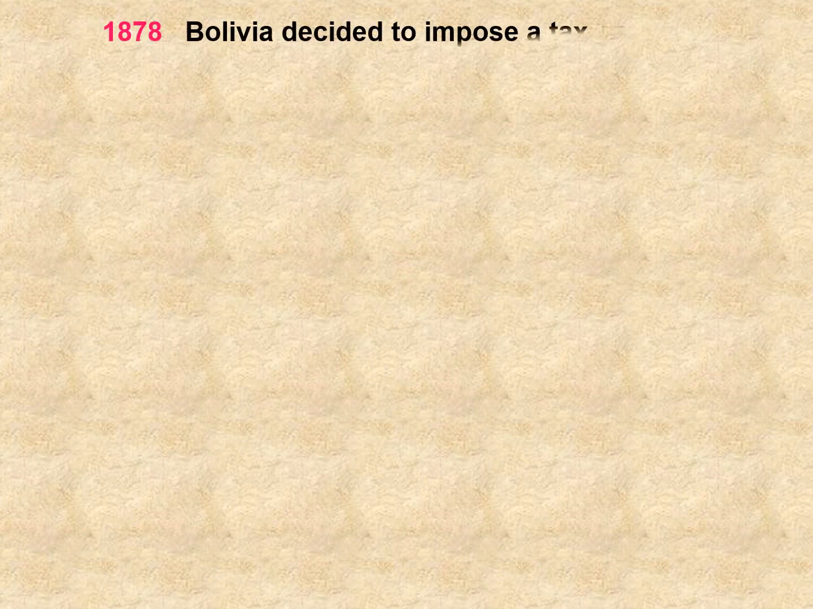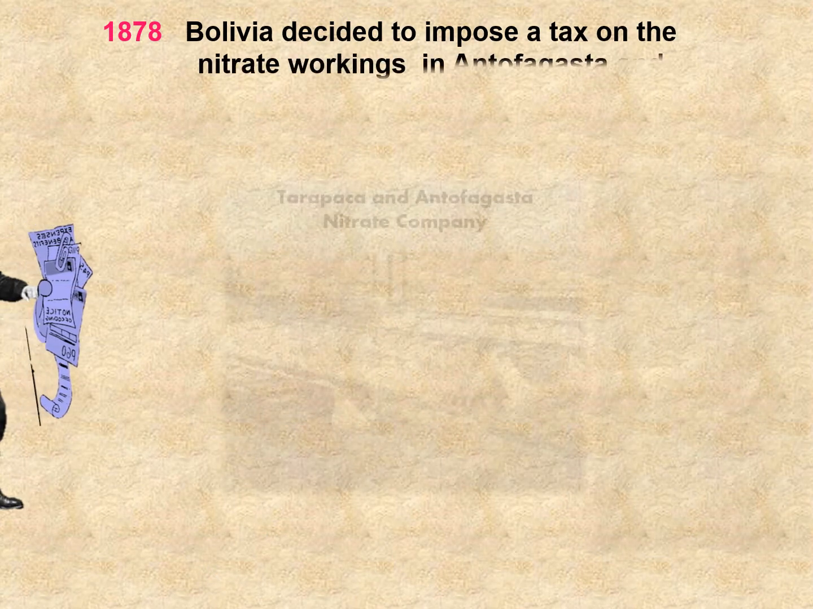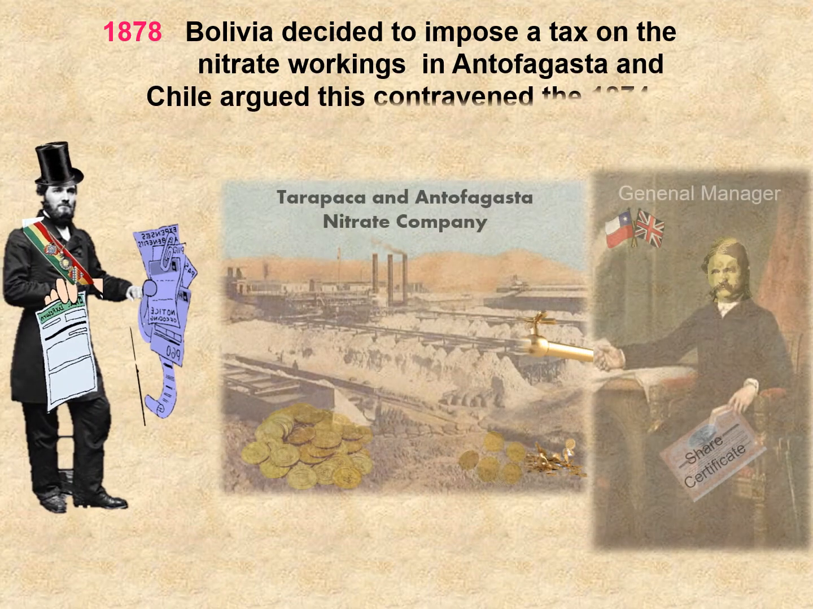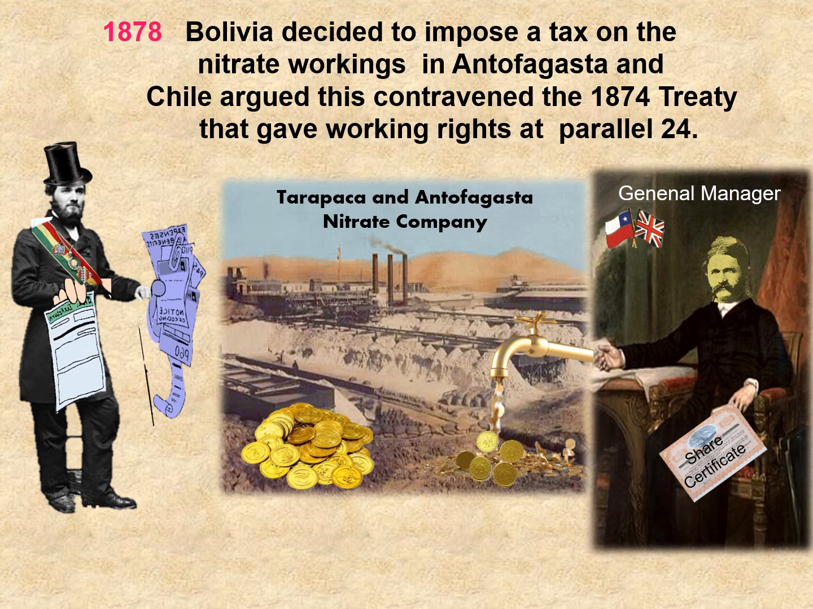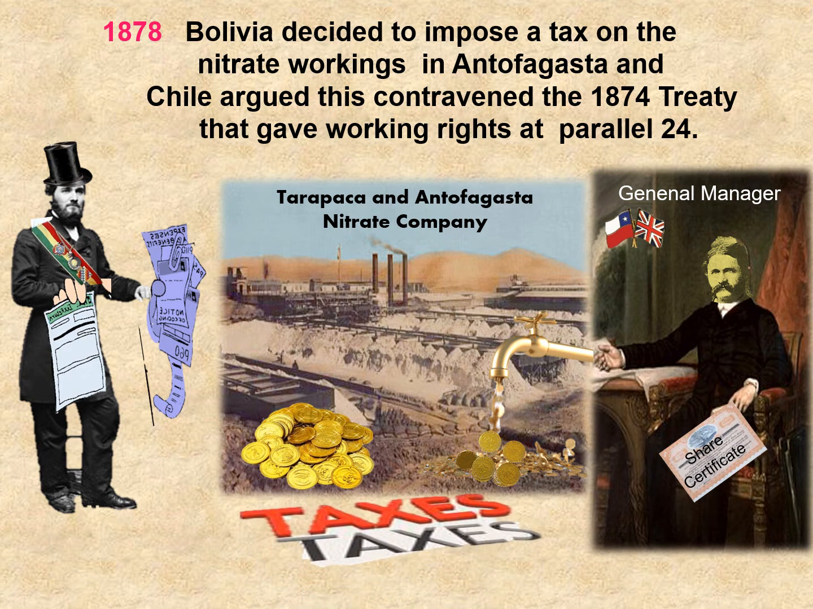So, in 1878, Bolivia decided to impose a tax on the nitrate workings in Antofagasta, and Chile argued this contravened the 1874 treaty that gave working rights at Parallel 24. This action sparked the Pacific War.